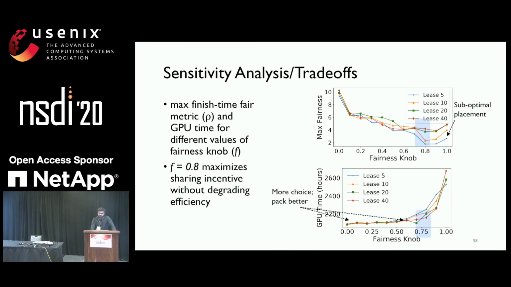As we increase the fairness knob value, each resource has fewer app choices to be allocated to. In the graph at the bottom, we see that up to a fairness knob value of 0.8, efficiency does not worsen, as there are sufficient choices to pack better. Beyond 0.8, efficiency takes a hit. In the graph at the top, we see that the sharing incentive gets worse as we increase the fairness knob beyond 0.8. This is because we observe suboptimal placement as fewer apps enter the auction, which leads to degradation of rho value. In summary, we see that a fairness knob value of 0.8 maximizes sharing incentive without degrading efficiency.